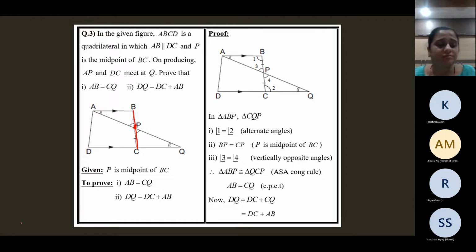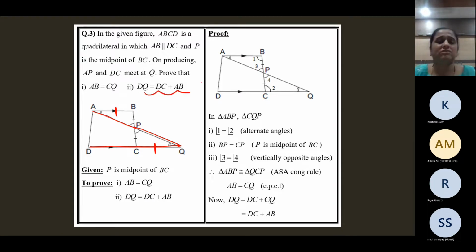On producing AP and DC, they meet at Q. AP is when you join this point and point P. When you produce AP and when you produce DC, they meet at Q. Prove that AB is equal to CQ.